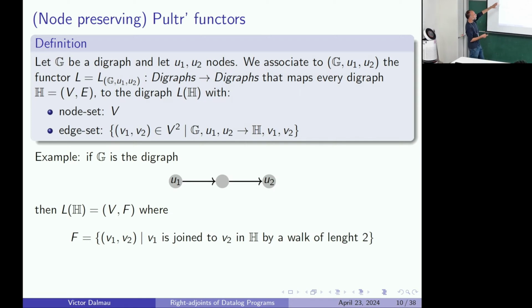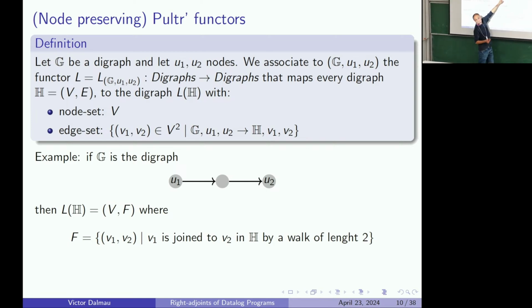So you fix a graph G and two nodes from this graph, A1 and A2. Then for every choice of G and these distinguished nodes, you define a functor. The image of any graph H is a new graph that has the same node set as H. We don't change the nodes. And now the edges here correspond to all the pairs in H that satisfy this condition.